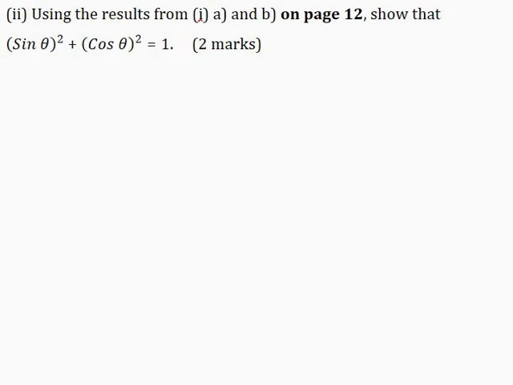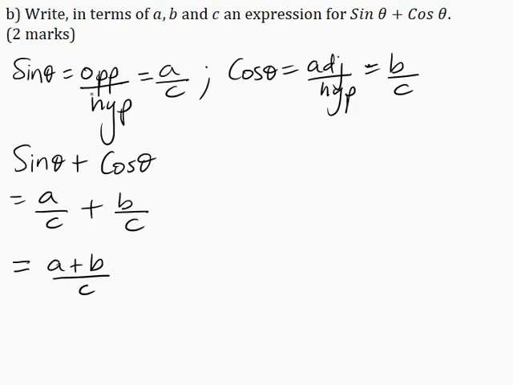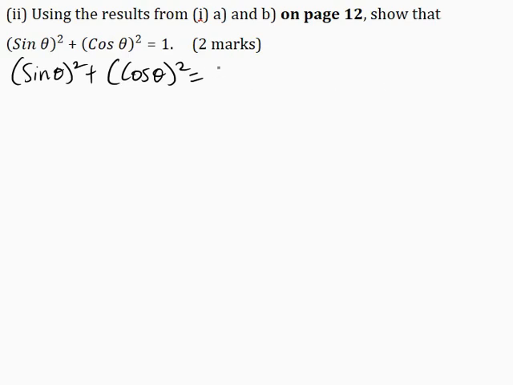Part 2. Using the results from Part 1A and B on page 12, show that sine theta squared plus cos theta squared is equal to 1 for 2 marks. So I'll start off here by writing sine theta squared plus cos theta squared. Now from part 1b, we found here that sine theta is equal to A over C and cos theta is equal to B over C. So I will substitute these values here.